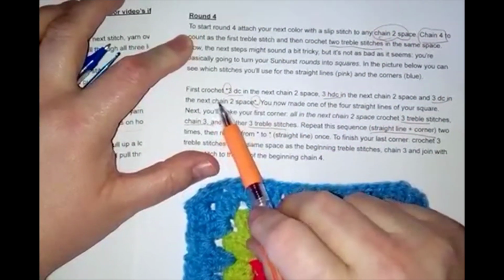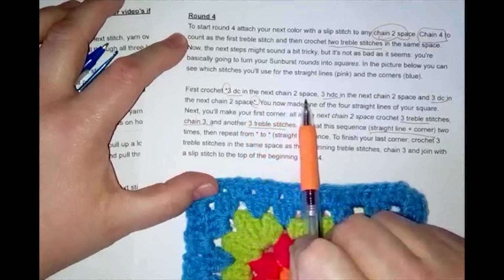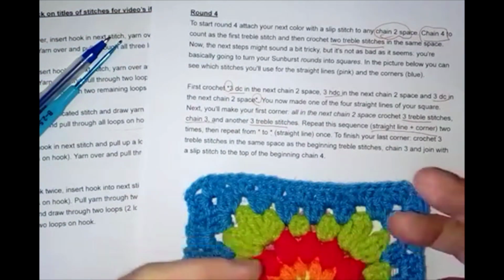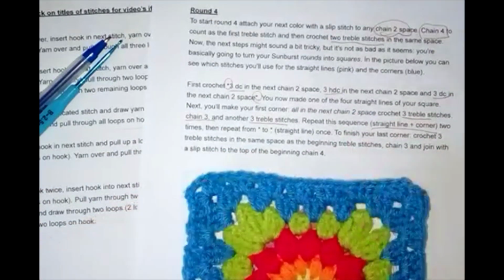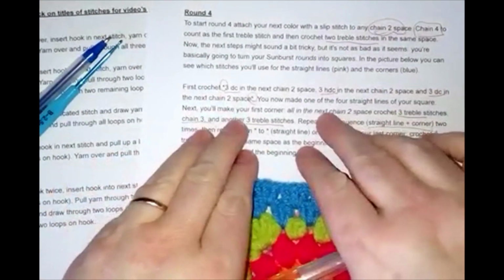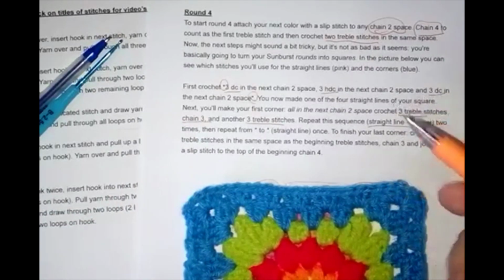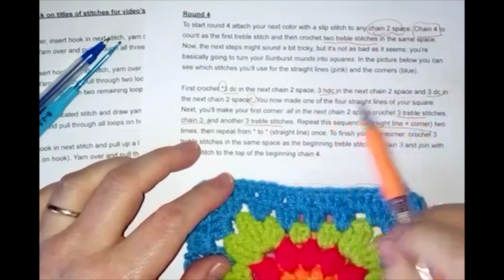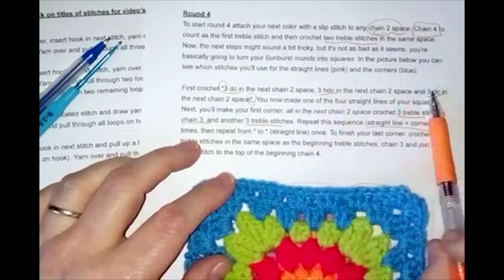Okay, so you would first do your 3 double crochet in the next chain 2 space, and what I try and do is I try and say it to myself in my head, and I try and cut out the words that I don't need. Obviously we need to write all this in a pattern, but in my head I try and cut out all the words that I don't need. So you probably hear me say it on my videos. I'll say 3 double, 3 half double. Actually, sometimes I just say half. So it'll just be 3 double, 3 half, 3 double.